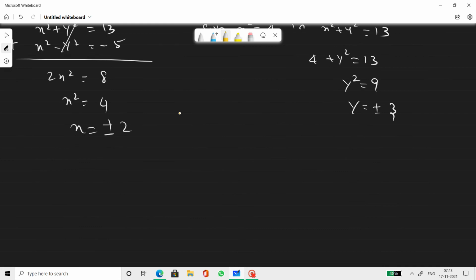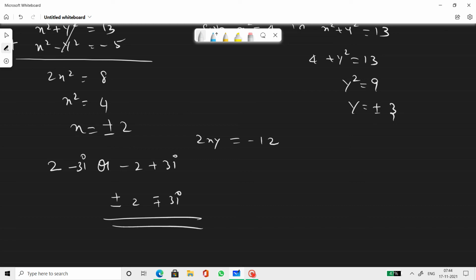Which means when 2xy equals minus 12, this implies that the product of x into y has to be negative, meaning one has to be positive and one has to be negative. So the square root of the given complex number is either plus 2 minus 3i or minus 2 plus 3i. Or you can simply write it as plus or minus (2 minus 3i). Okay, so this is how we finalize the answer.